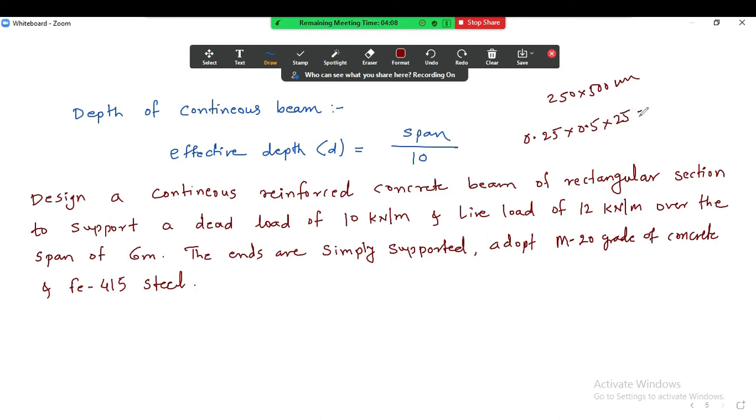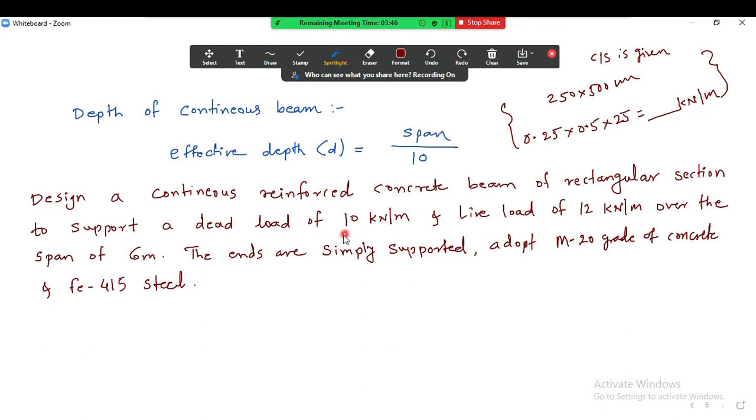So what will be the value of this? This value will be in kilonewton per meter, and we will take it as the dead load when the cross section is given. Okay, I hope now you understood. Now here in this problem, cross section is not given to us.